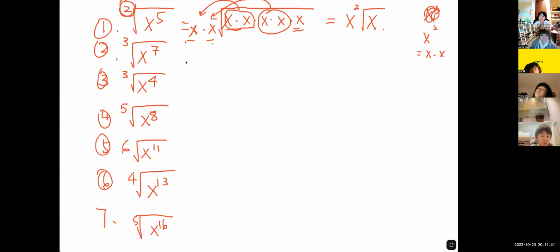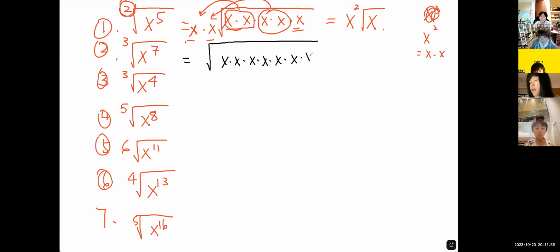Okay, so first we're going to make x to the power 7 equals what? X times x, 7 times. Very good. Good job. Okay, so do you want to just copy this 3 here? Yes. If you see there's a 3, that means how many numbers take out to become 1? 3 x's become 1.